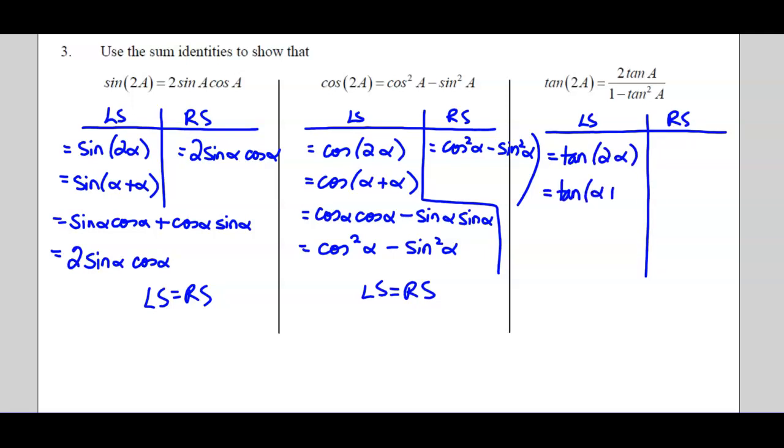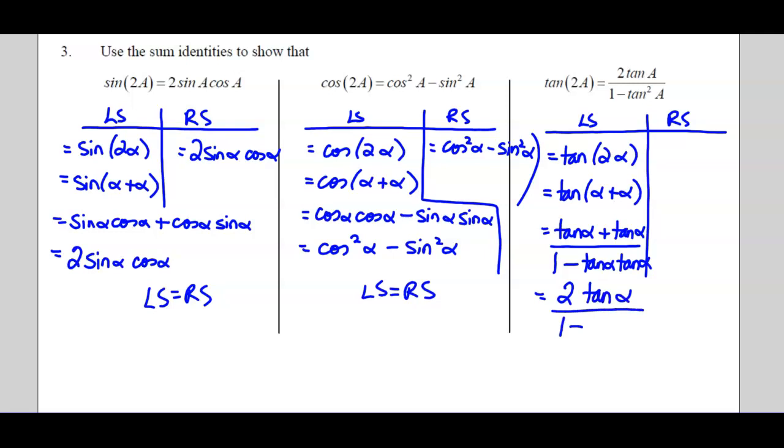Same deal for tan. We're adding, right? So you add the 2 tans together. In the denominator, it will be 1 minus the product of the tans. Those are exactly the same now. So that's 2 tan alpha over 1 minus tan squared alpha.